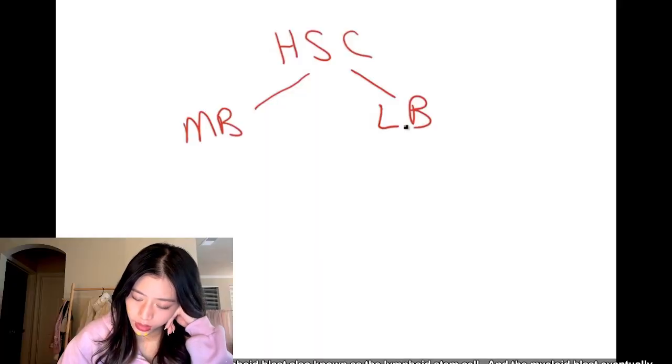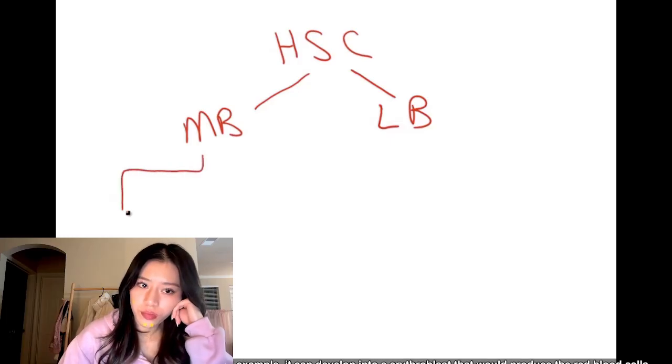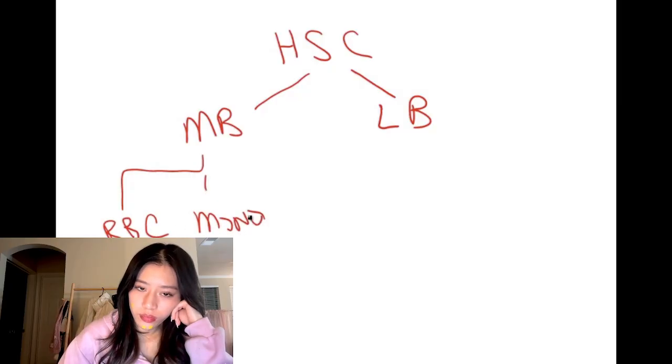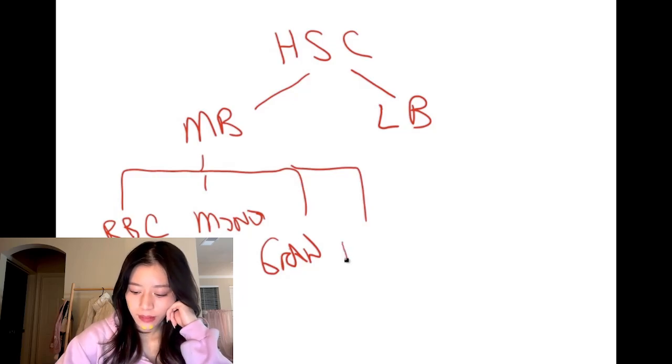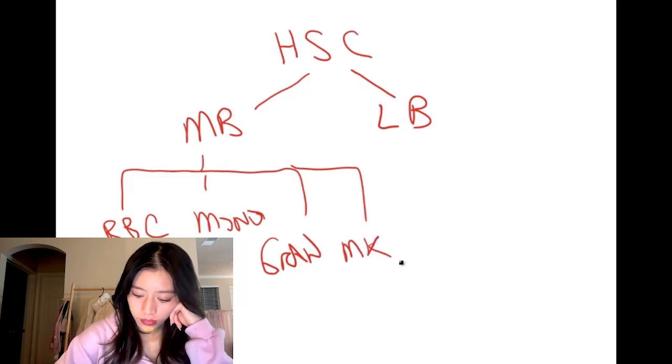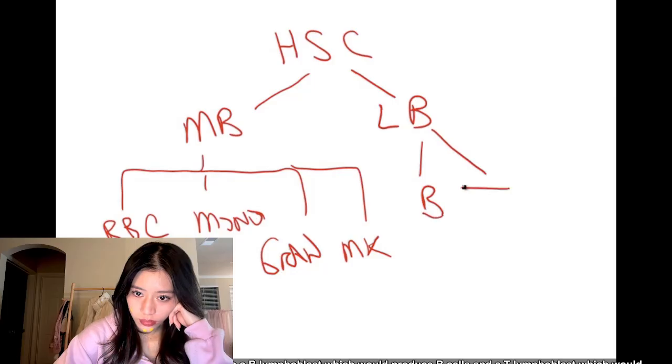And the myeloid blast eventually has the ability to produce multiple myeloid lineages. For example, it can develop into an erythroblast that would produce the red blood cells, and it can develop into a monoblast that would produce the monocytes. It can develop into a myeloblast, which would produce the granulocytes, and it can develop into a megakaryoblast that would produce the megakaryocytes. Similarly, the lymphoblast has the ability to eventually develop into a B lymphoblast, which would produce B cells, and a T lymphoblast, which would eventually produce T cells.